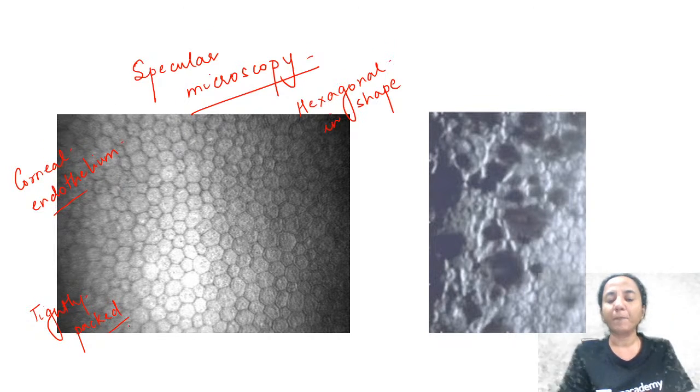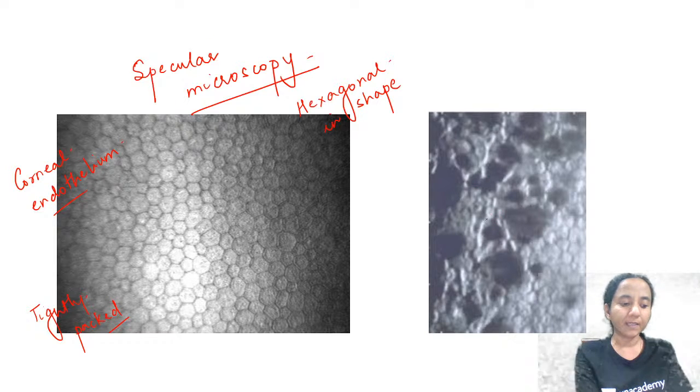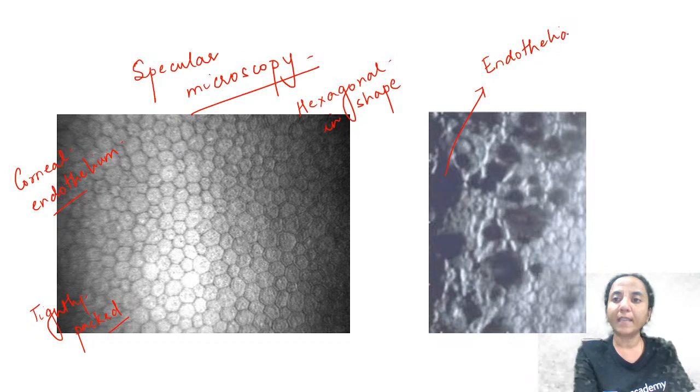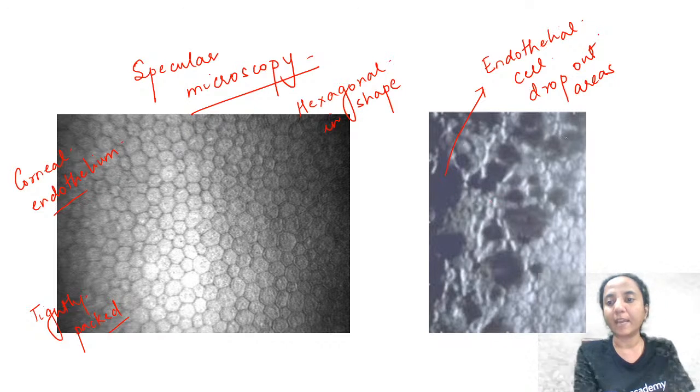Now, if you look at the picture that has been given to us in this question, here you see these large black areas. These large black areas are the endothelial cell dropout areas. These black areas are also called guttae.